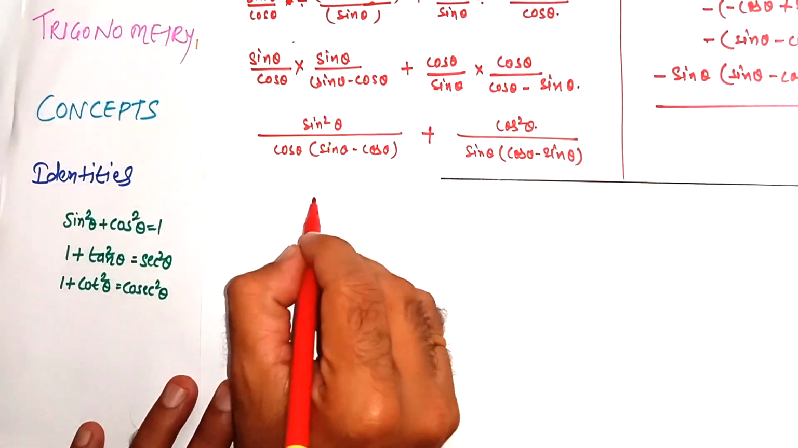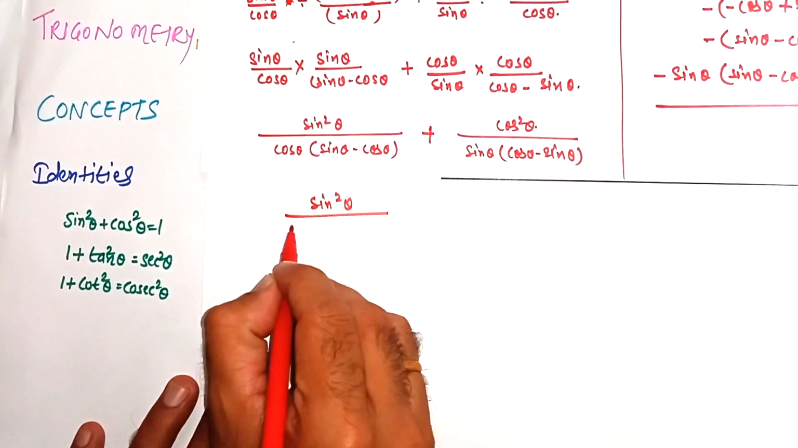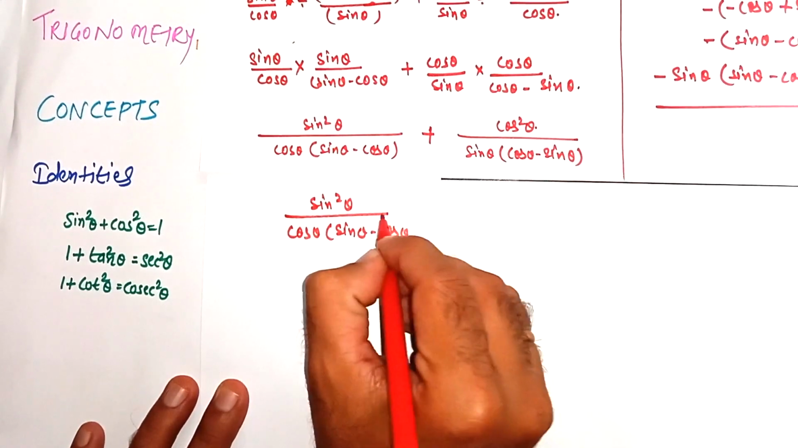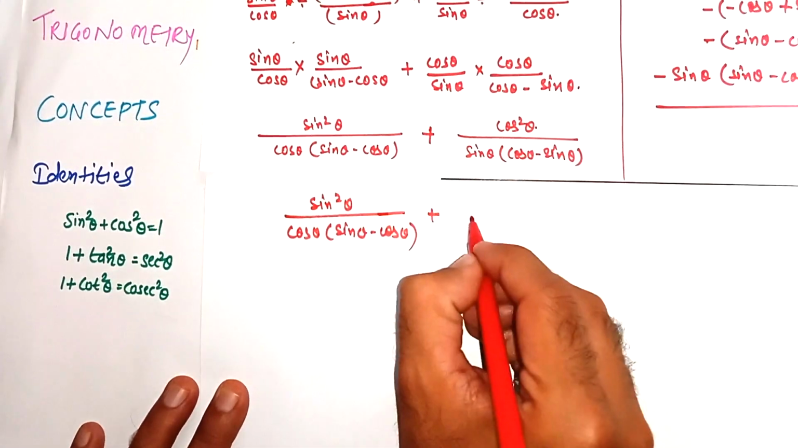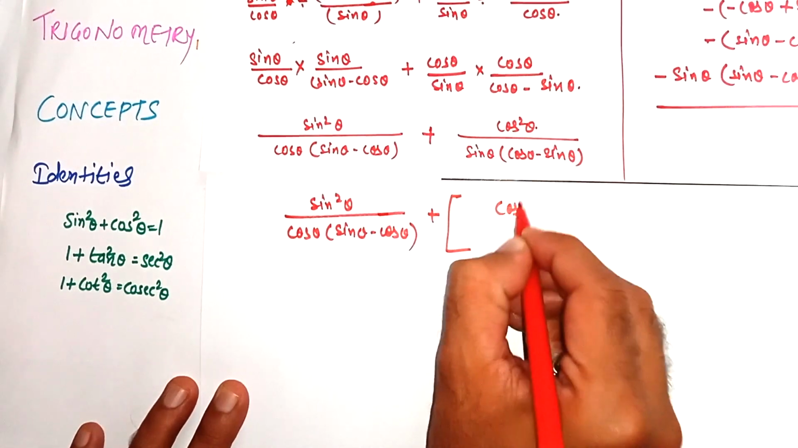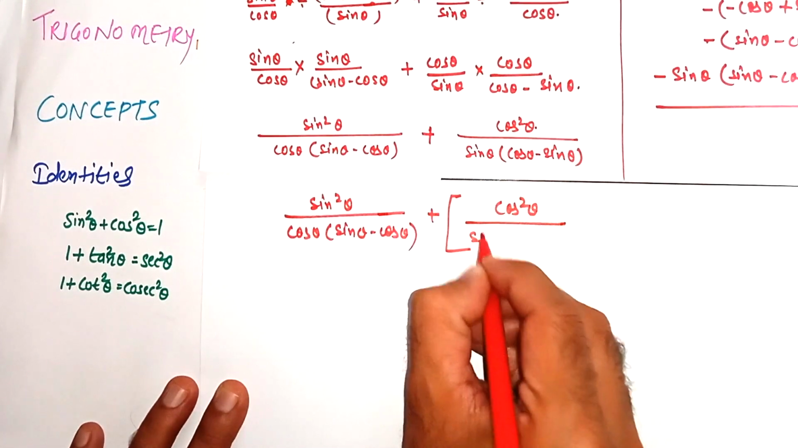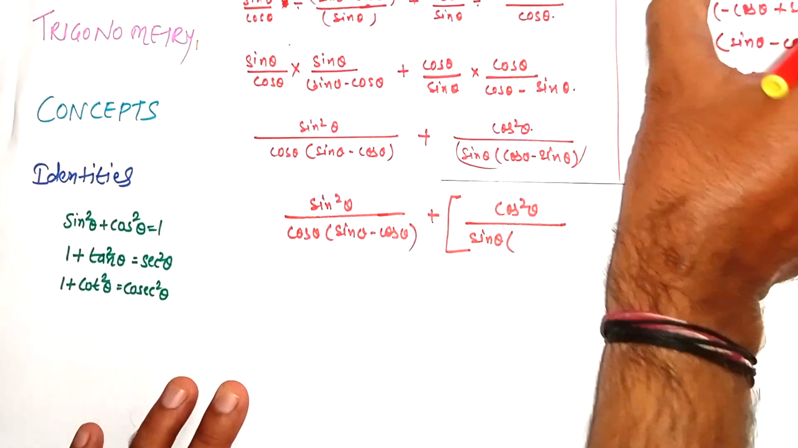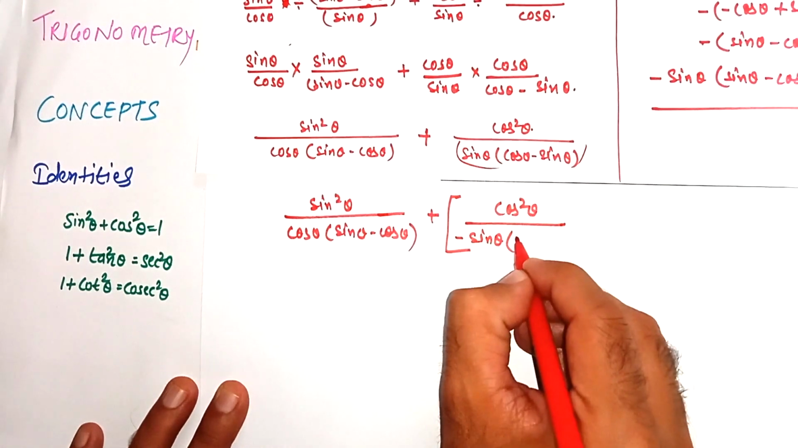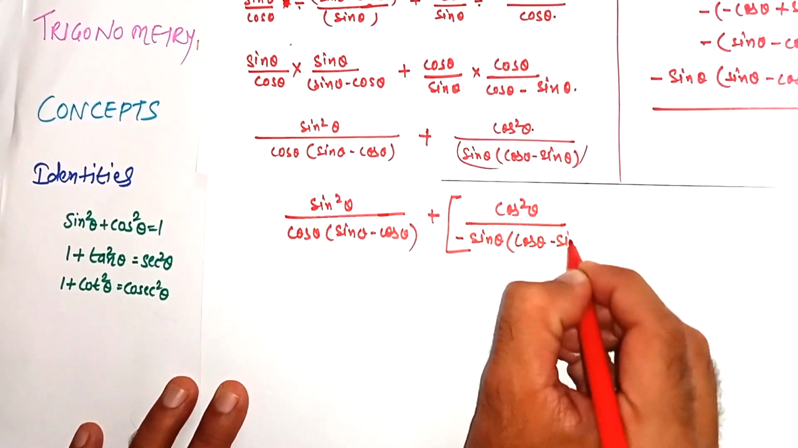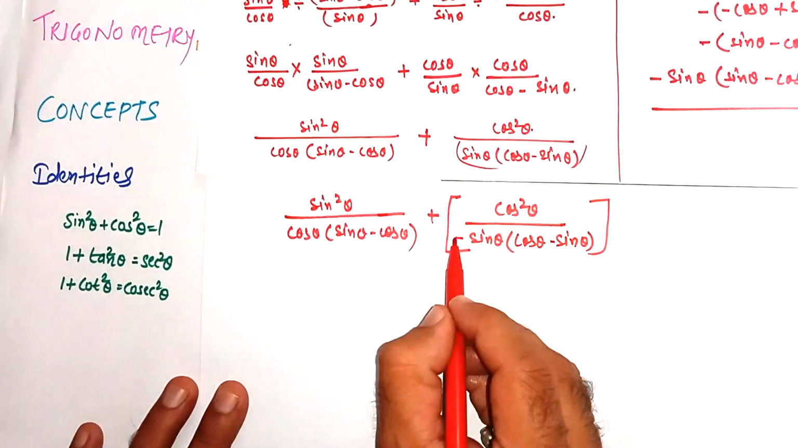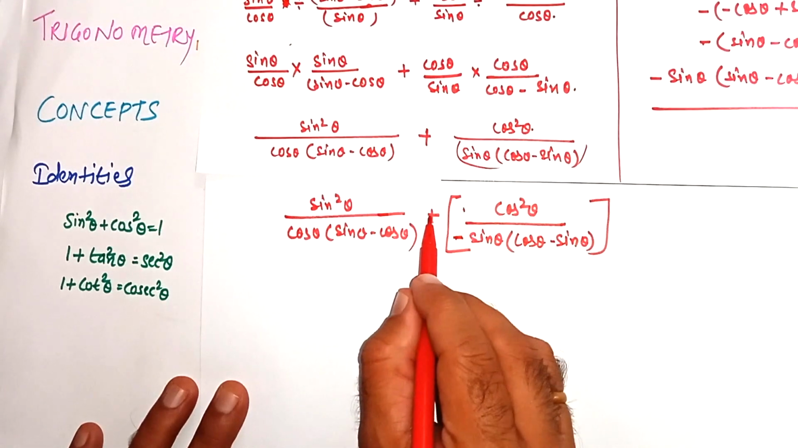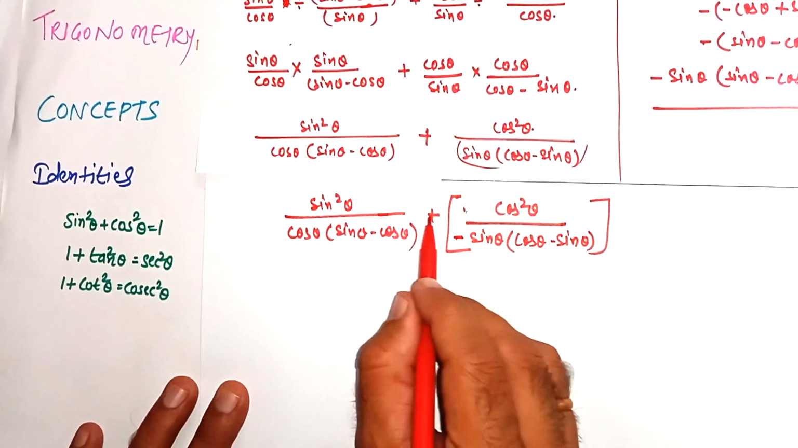Again, what we are getting is sin square theta and cos theta, sin theta minus cos theta, and this addition sign here, and put a bracket, cos square theta sin theta over, taking this in place of this. See, we have made this as this, so minus cos theta minus sin theta. Now we'll put this negative sign on the upper side, and this minus multiplied by this positive. You know that plus into minus will become minus.